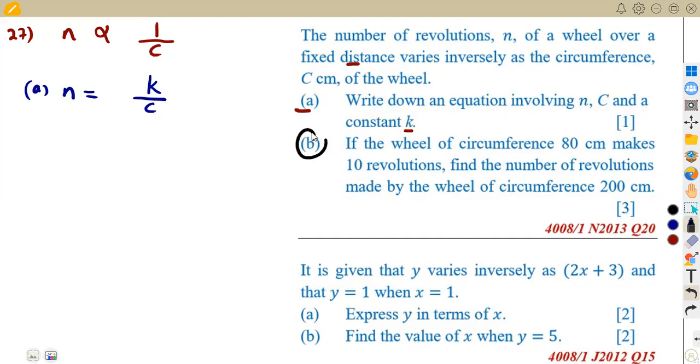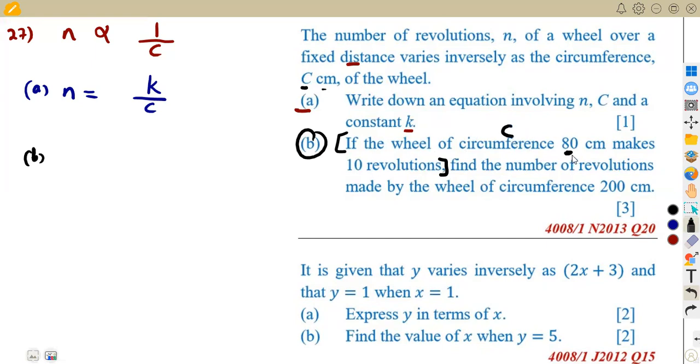Then the second part now is where we are given, if the wheel of circumference 80 centimeters makes 10 revolutions, find the number of revolutions. So the first part is on this information that you are given. If the circumference is given by what? By C in centimeters.